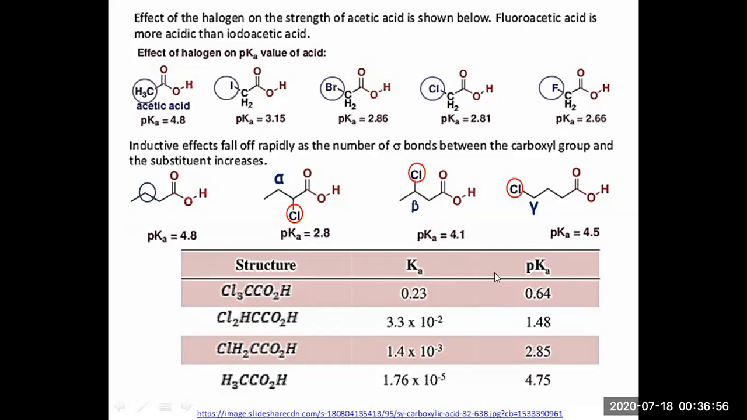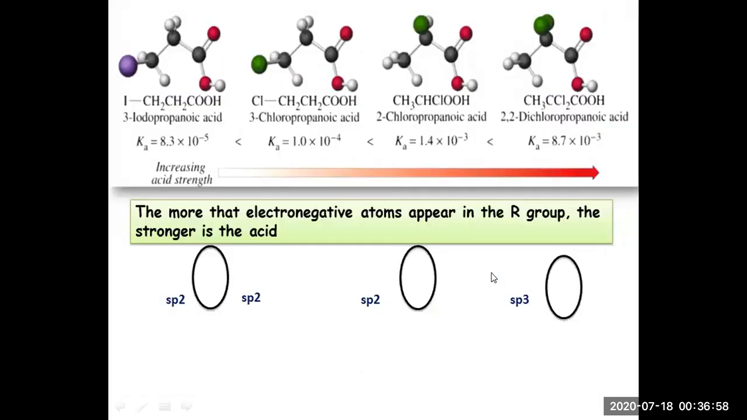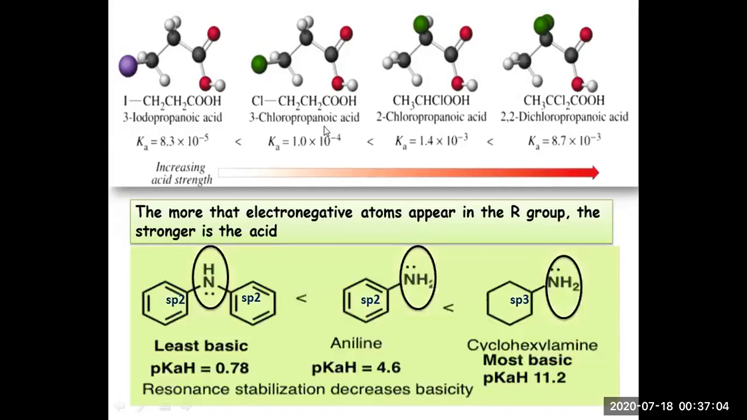So these are the various factors we have already discussed, which will decide the strength of acids as well as bases. Here again you can see iodine, Cl, here you have methyl, and you have chloro at alpha and beta position. The K value goes on increasing, or the pK will decrease, and the strength of the acid will increase.